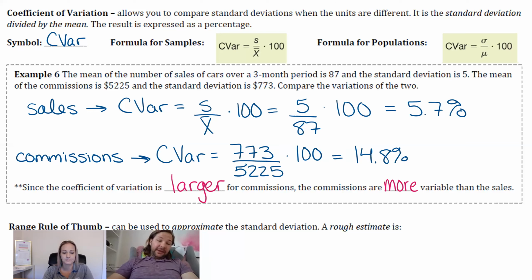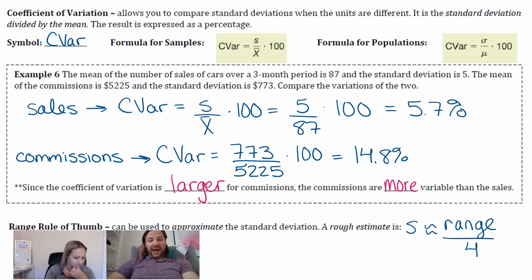Okay, and then there's one last thing we want to mention, and it's called the range rule of thumb. It gives you an approximation for the standard deviation. It's a very rough estimate. If you had to do a back-of-the-envelope sort of calculation, you could just take the range of your data and divide by 4. Again, this is not terribly accurate. If you have the time, you should be calculating the standard deviation. But if you just want a really rough estimate that you can do in your head, or to double check your answer, you can take the range and divide by 4, and that should be approximately equal to the standard deviation.